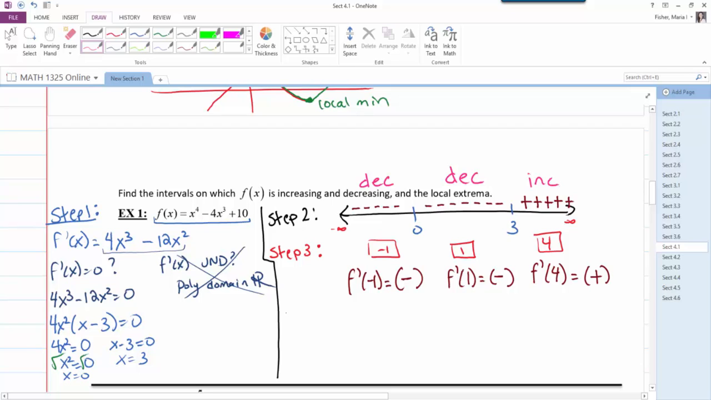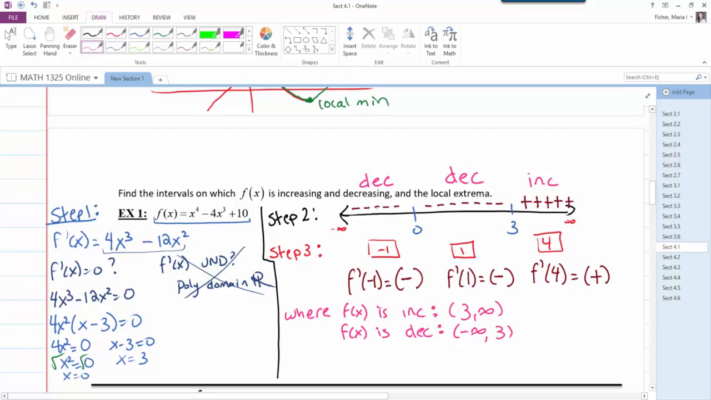So if I want to know where f of x is increasing, I would say it's increasing from the interval from 3 to infinity. And f of x is decreasing from the interval from negative infinity to 0 and then 0 to 3. So it's going to be decreasing from all of these values. So we would say it is decreasing from negative infinity all the way to 3.